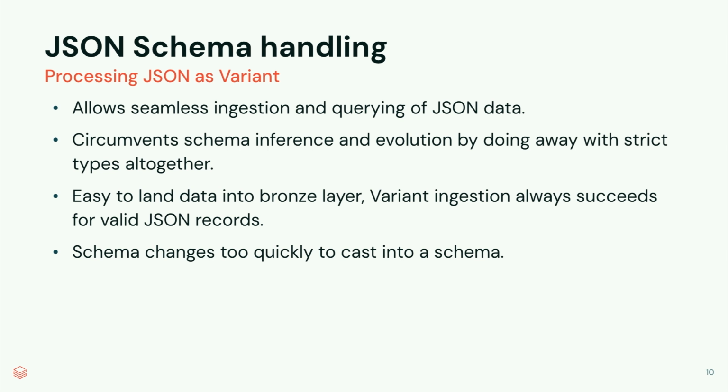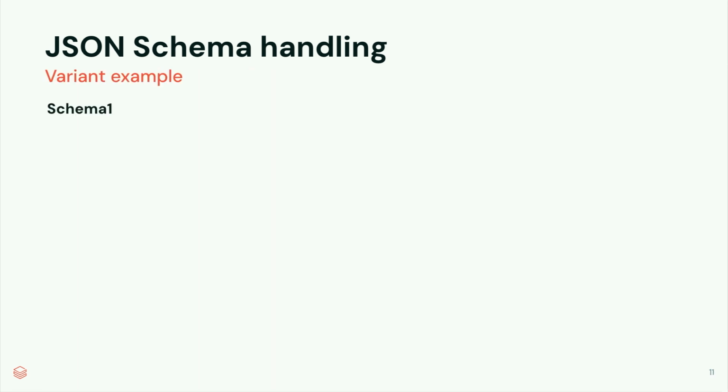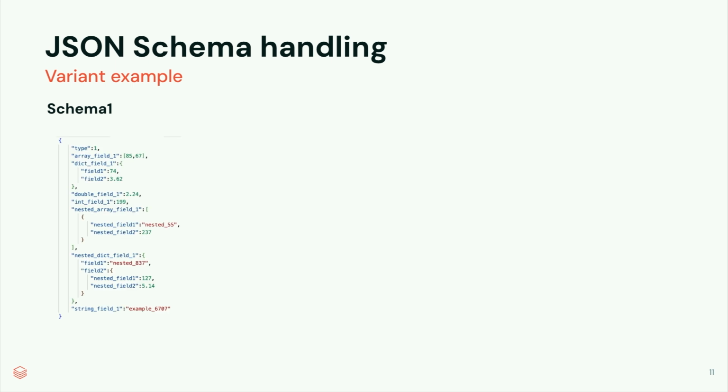And variant is actually a very good candidate when the schema of your data changes very often, and often you can't specify the schema. Let's look at some examples here where variant is a very good candidate and maybe the only option. So I have a data provider who is ingesting data with the schema.